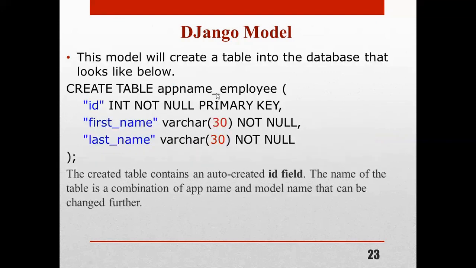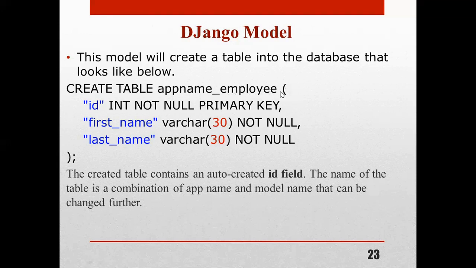After creating this model, it will create a table in the database like this: CREATE TABLE app name underscore employee. The table name is a combination of the app name and the model name. Here the model name is Employee. We can change that afterwards if necessary.